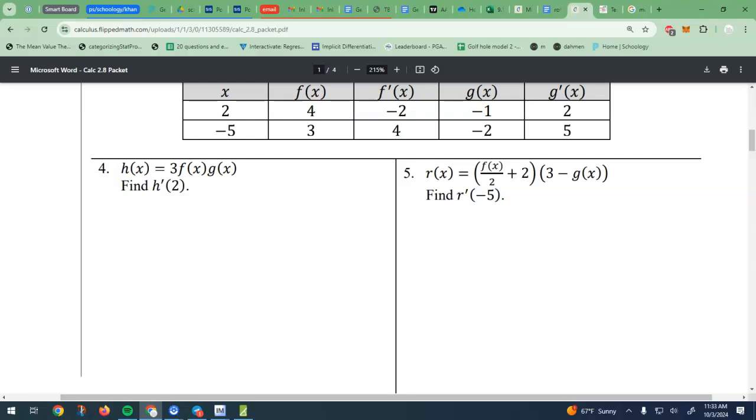So your derivative is the second thing. So you're just rewriting 3 minus g of x times the derivative of the first thing. So you have to take the derivative of 1/2 of f of x. So the constant in front drops down. The derivative of f of x is f prime of x. And then the derivative of that plus 2 is nothing. So that's my second thing, and that's the derivative of my first thing. Plus the first thing times the derivative of the second thing. Be careful here.